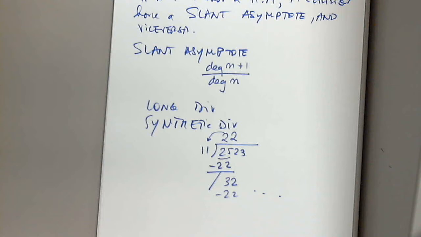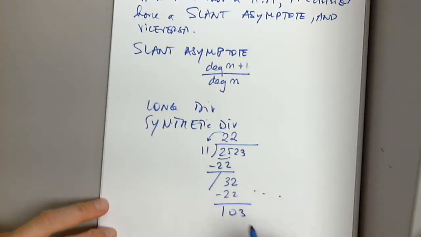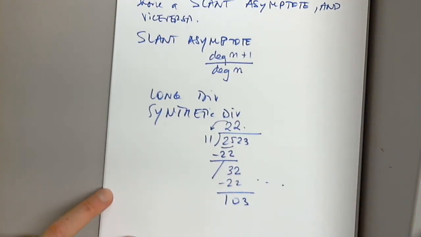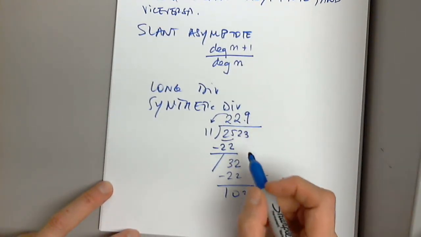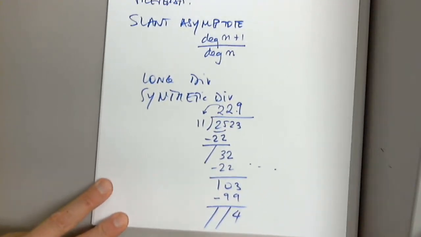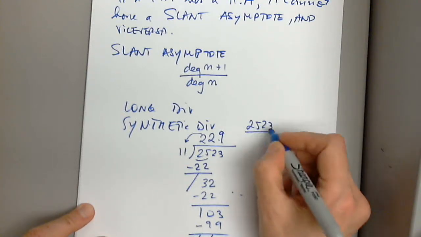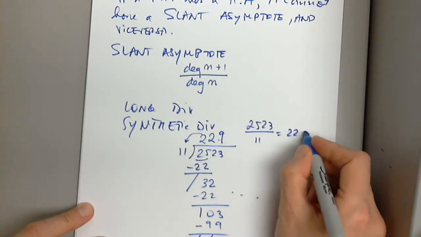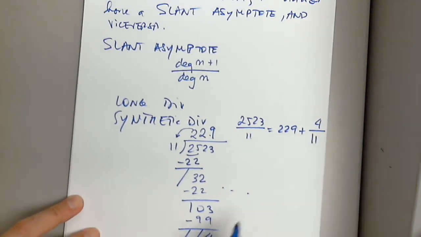Where did you get 32? 2 from 5 is 3, and I bring down the next in line. Then 2 times 11 is 22, and then I have 10, and so on and so forth. So then I have 10, and I bring the next one down, and I continue. 9. Good. Is that clear? So I write negative 99, and I will have 4. So how do I write the answer? 2523 divided by 11 is 229 plus 4 over 11.